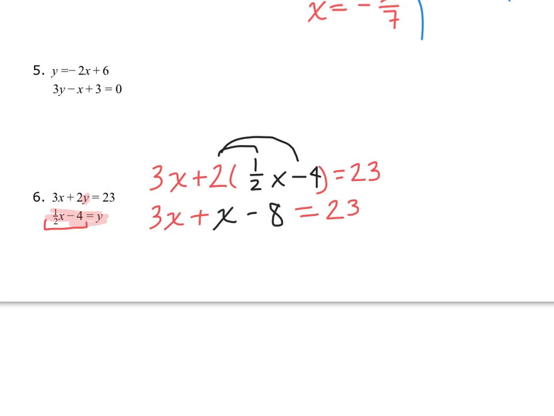So I've substituted, I've done distribution, so now I'm going to combine like terms. So now I have 3x plus 1x is 4x minus 8 is equal to 23. So to get x by itself, I'm going to do the inverse and add 8 to both sides.